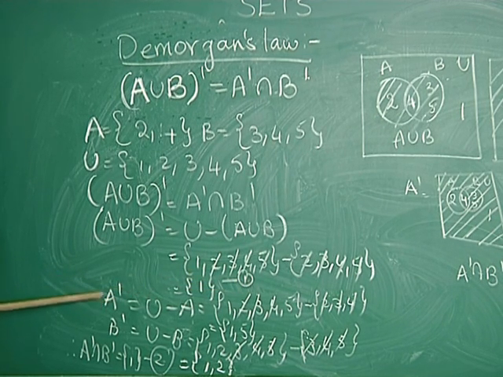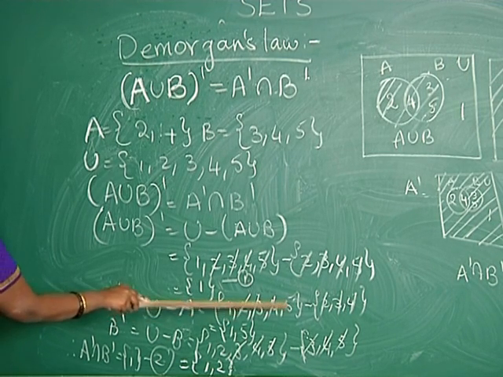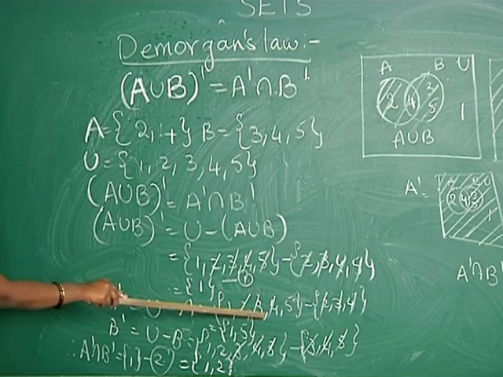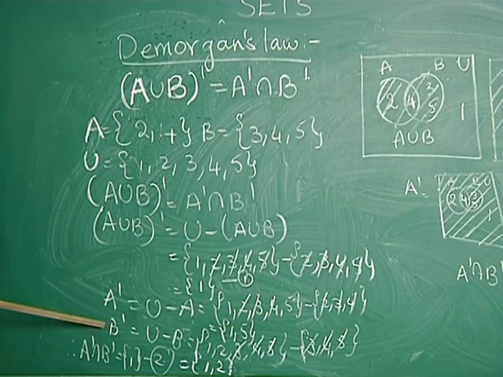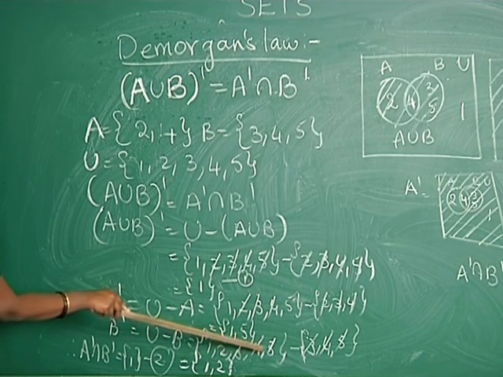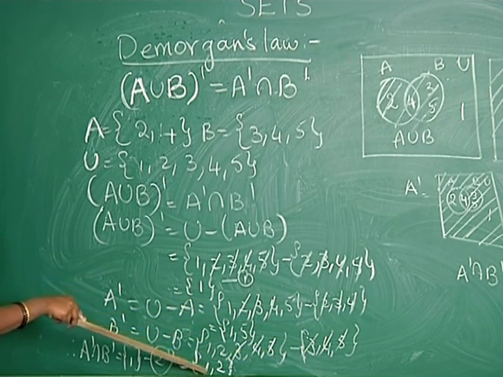Now we need to calculate A complement. Whenever we see complement, we write U minus whatever set they have given, here A. U set is {1, 2, 3, 4, 5} minus A set {2, 3, 4}. Cancel the common elements 2, 3, 4. In the U set the balance elements are 1 and 5. Same way we calculate B complement. Complement means U minus B. U set is {1, 2, 3, 4, 5} minus B set {3, 4, 5}. Both get cancelled, leaving 1, 2.